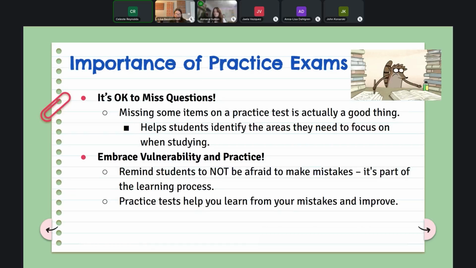You want to make those mistakes in practice, and those mistakes are going to help you learn a little bit more. That's part of the learning process. And when you make those mistakes and you reflect on them, you probably are not going to make them when the test comes. So those mistakes help you improve. Next slide, please.